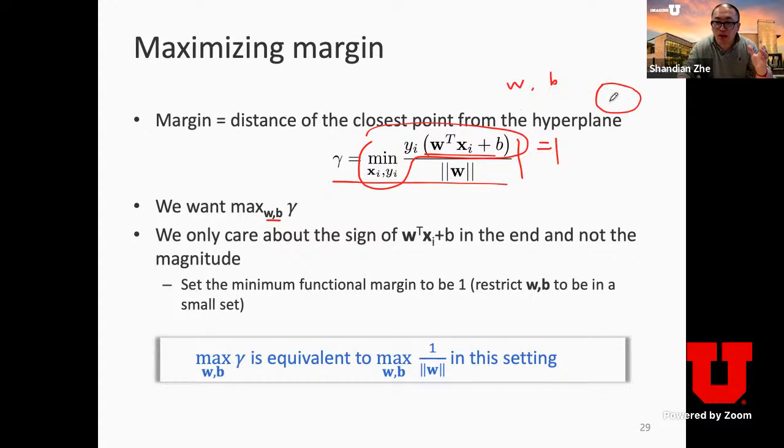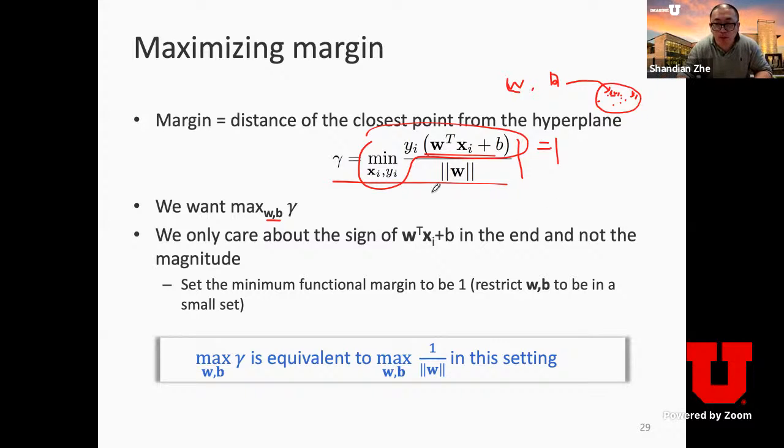So this small subset, any W, B values will satisfy that the minimum functional margin is simply 1, right? For any W, B setting which is outside this small subset, you can divide W, B by the corresponding functional margin. You actually find an equivalent setting of W, B inside this small set, and they correspond to exactly the same hyperplane. Right? That's the whole rationale.